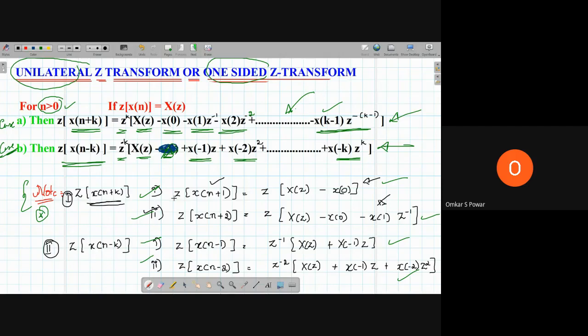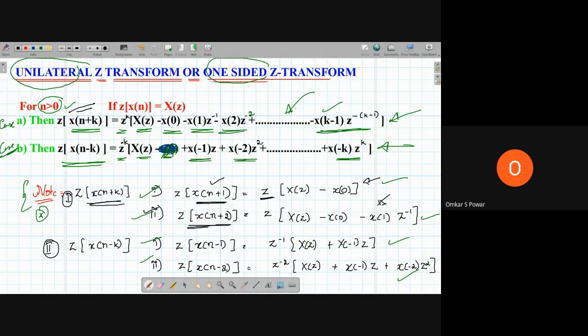So let's go to the first one, z transform of x of n plus 1. Now you have a generalized formula here, z transform of n plus k. Instead of k you substitute k is equal to 1. So what happens? Z to the power of 1, so we have z to the power of 1 into x of z minus x of 0, only up till there. So this is the formula for z transform of n plus 1.